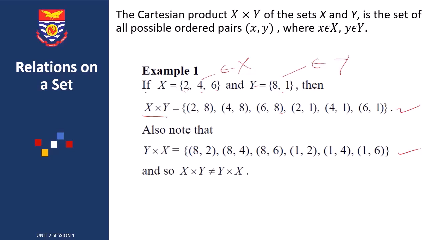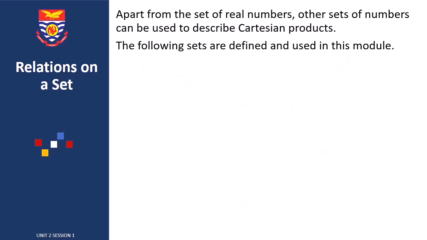Now, looking at the two, you can actually tell us that xy is not equal to yx. So the ordered pairs are not always equivalent. They are not equal. Great. Apart from the set of all real numbers, other sets of numbers can be used to describe Cartesian products. So let's look at ways of describing Cartesian products.